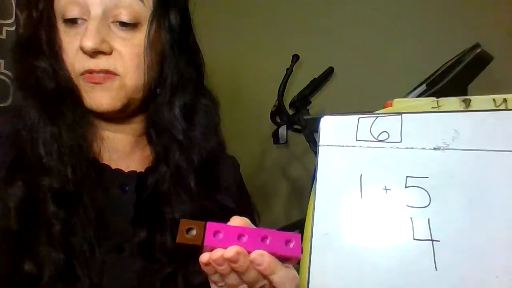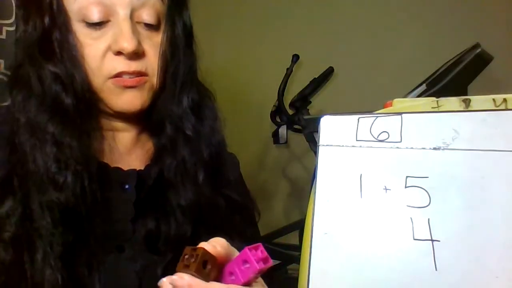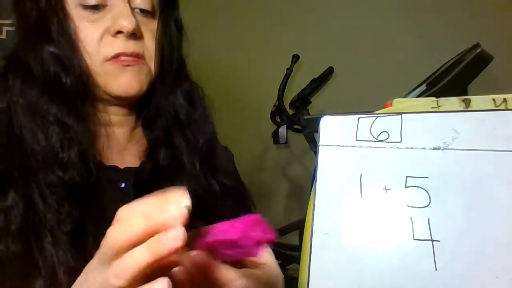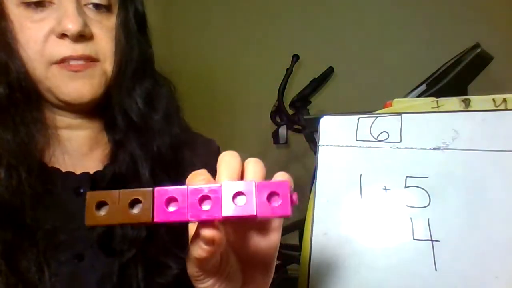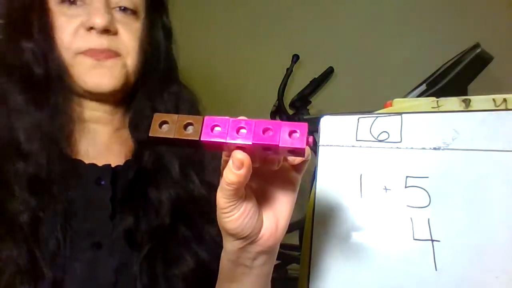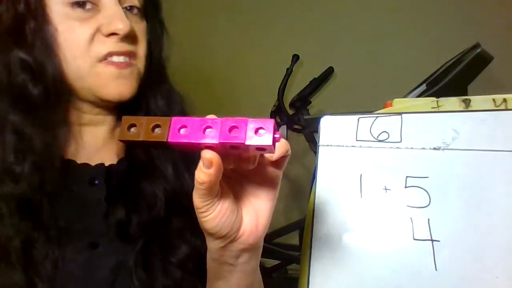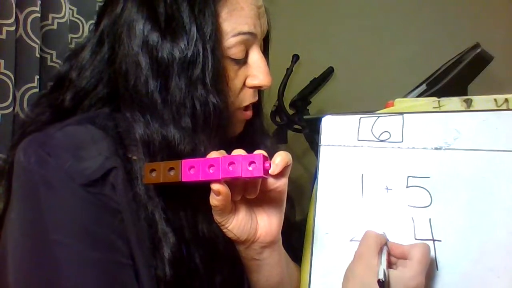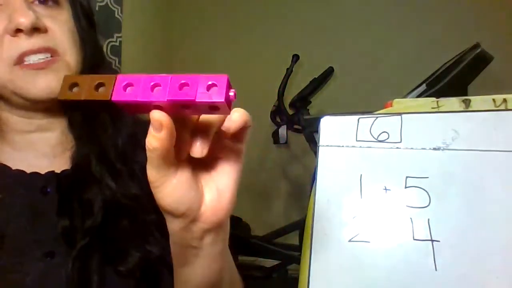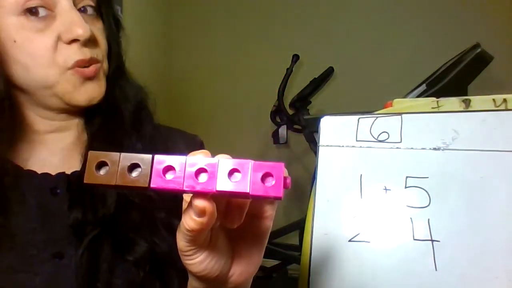That's not enough. So I keep going. And now I've made 6. How many brown ones did it take? That's right, 2. That means that 2 and 4 will also still make 6. Great.